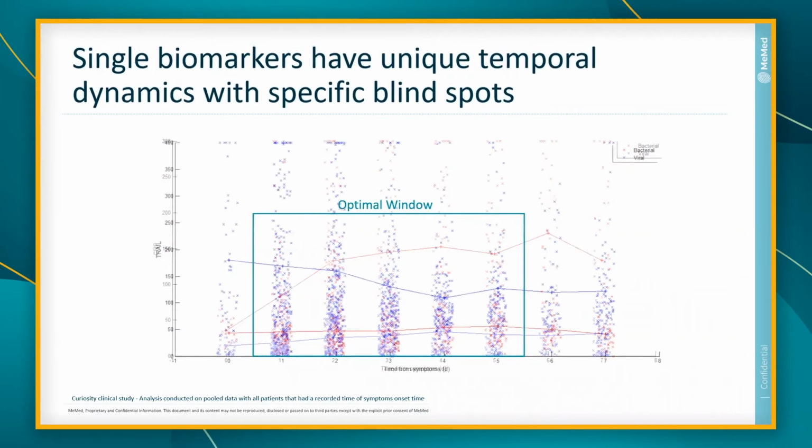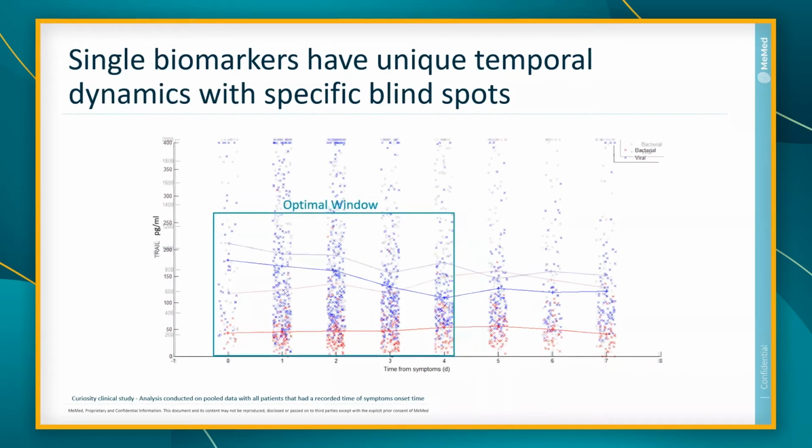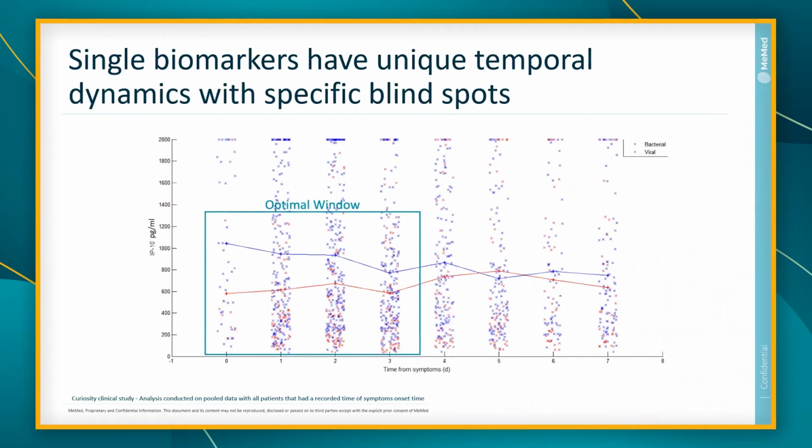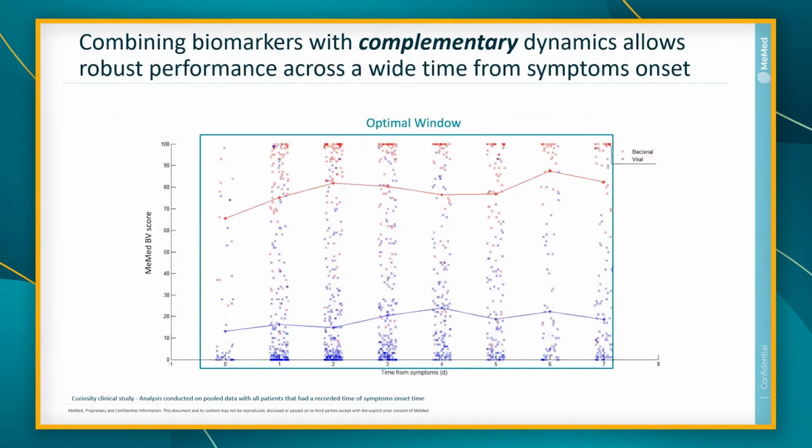If you move and look at TRAIL, first of all, it flips. High levels are indicative of viral infections, and you can see that at early time since symptom onset, it is already differentially expressed. But performance starts to degrade as we move into later stages of the disease course. And same goes for IP10, pretty good at the early stage, less informative at later stages of the disease. When you combine all of them together with a machine learning algorithm, you actually see that the optimal window becomes robust to the time from symptom onset, because you use the best of all worlds for each one of the biomarkers across the different times.